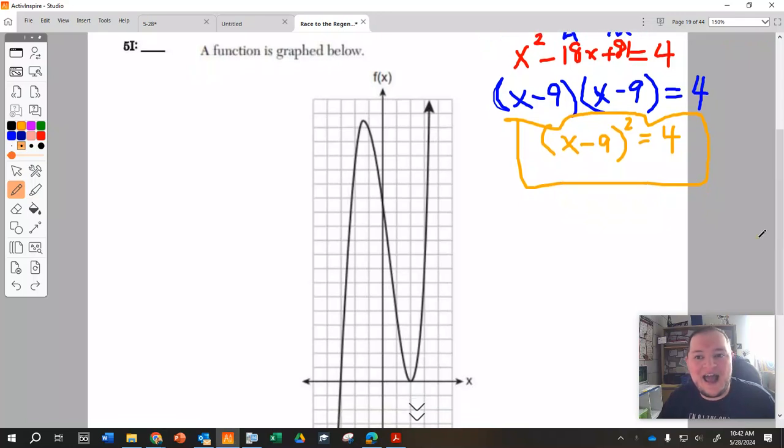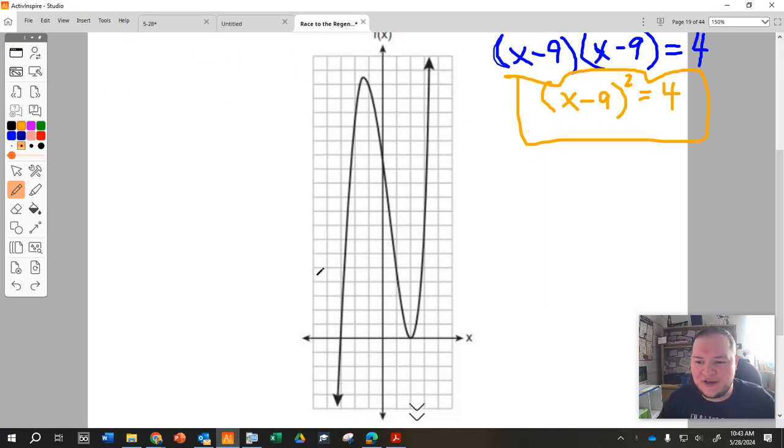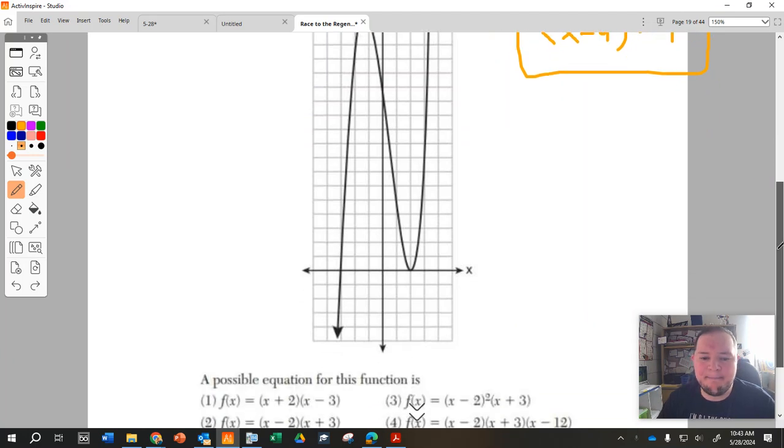Question 5i, ignore that stuff. That's from the question above it. Question 5i, a function is graphed below. And there it is, kind of just like a piece of spaghetti, up, down, up.